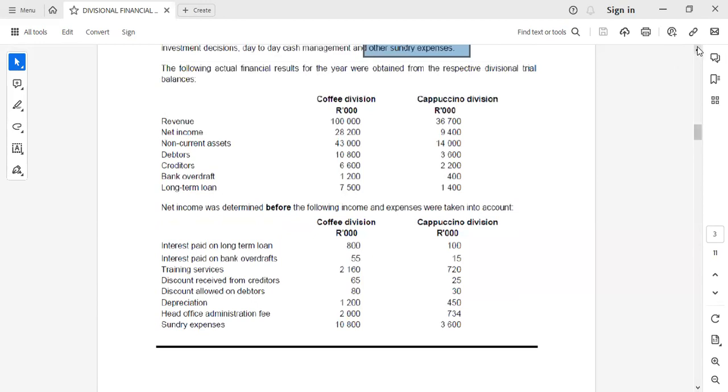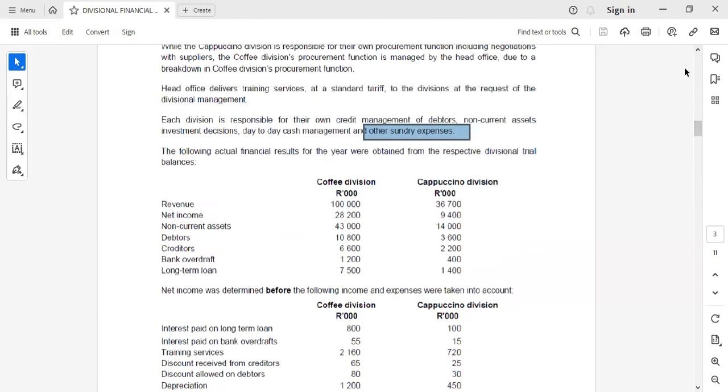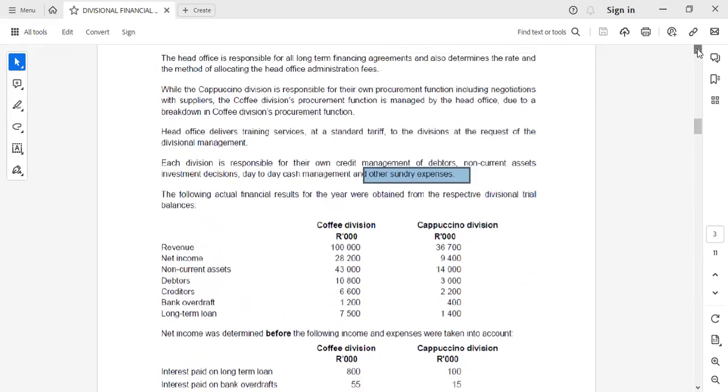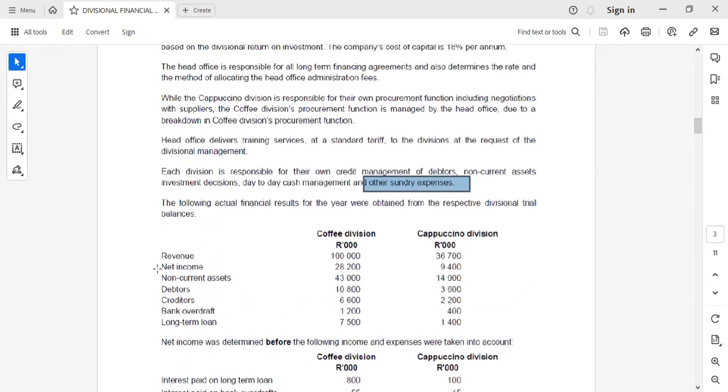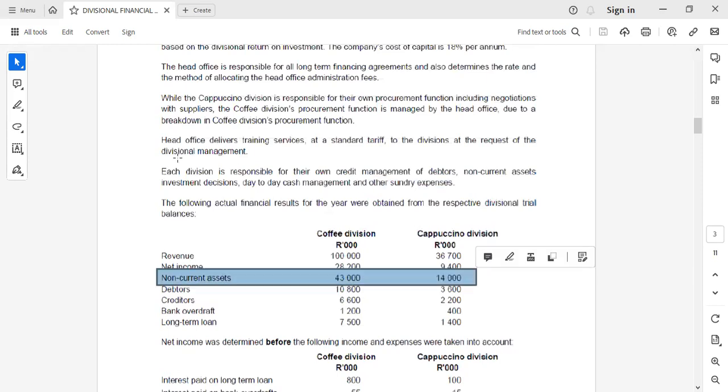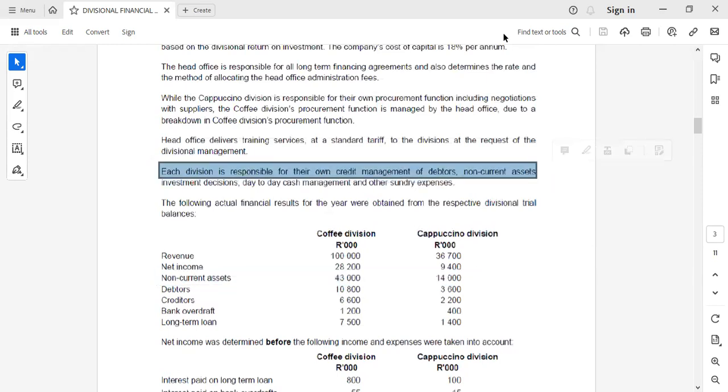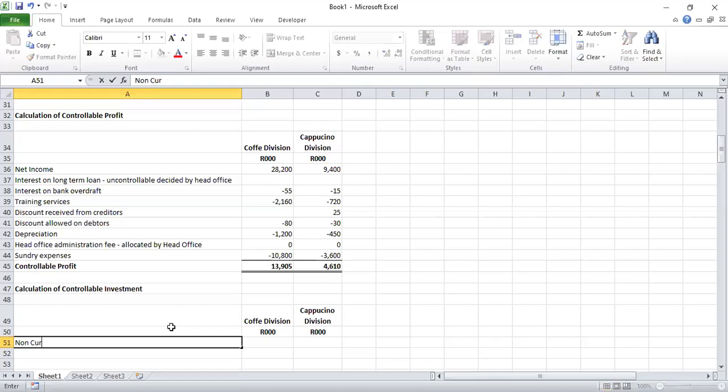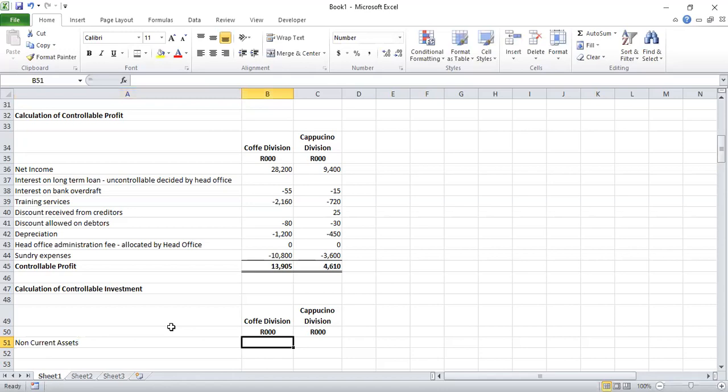We start with non-current assets. We know that each division is responsible for their non-current assets, so we'd include them. If they were not responsible, then we're not going to include the non-current assets. That's 43,000 and 14,000.